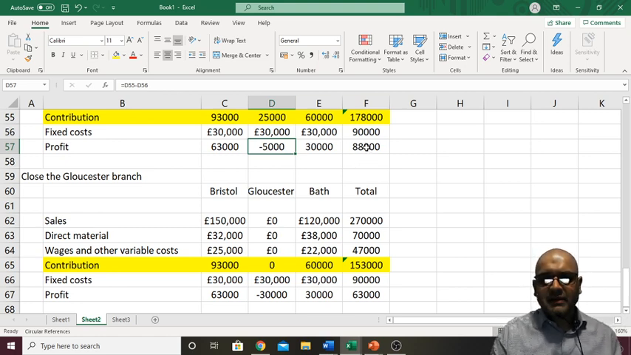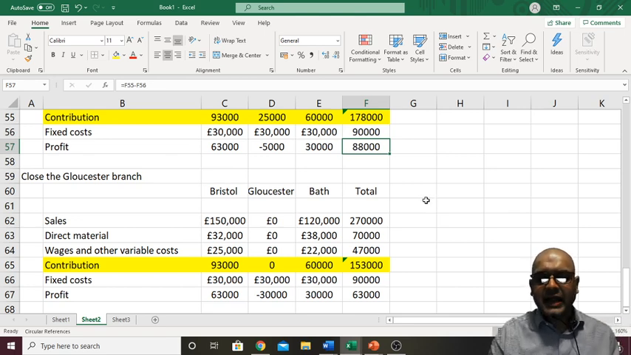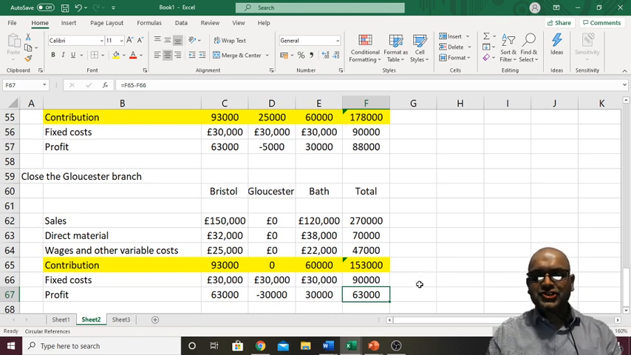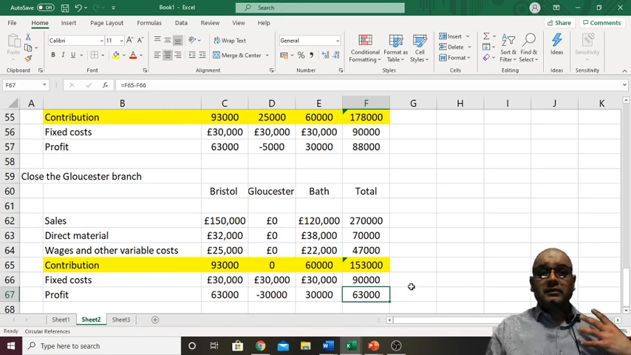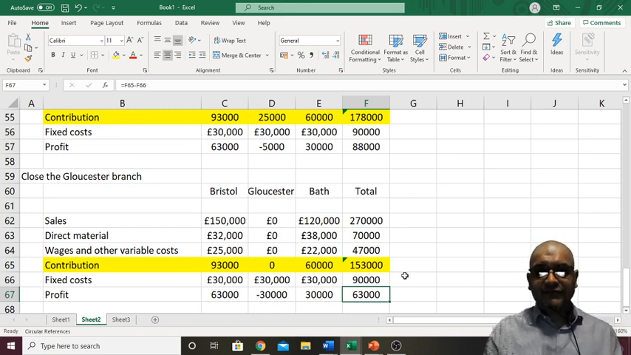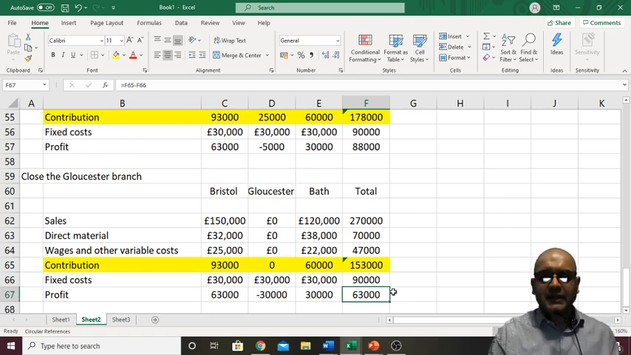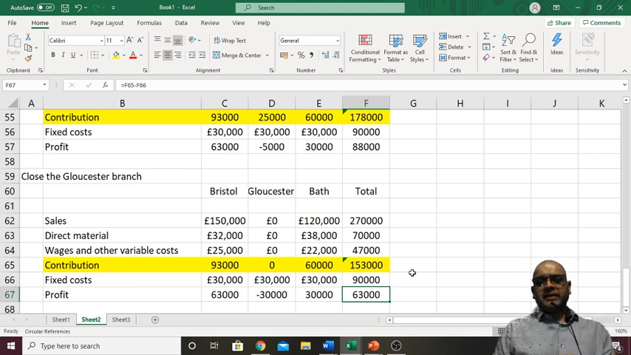And from the overall company point of view, with the Gloucester branch being carried on until the end of the first year, you're making a profit of 88,000. In this alternative scenario, the profit will drop by 25,000. So in the short term, if you are going to close an activity, think twice before doing it if the activity is providing positive contribution. So the decision here is to keep the Gloucester branch solely on the financial basis, but there could be other non-financial factors as well.